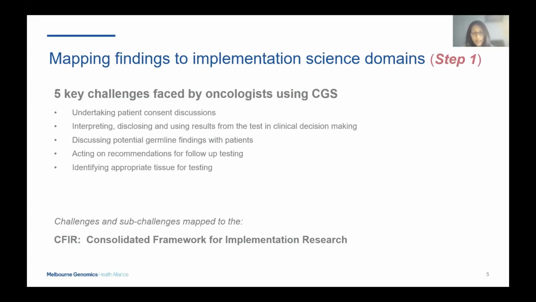In the first step, these challenges and related sub-challenges were mapped to the domains in a well-known implementation science framework, the Consolidated Framework for Implementation Research. This is a theoretical framework that is designed to assess potential contextual determinants of implementation. It may be used as a framework to guide the development and evaluation of an implementation strategy, as well as for the investigation of barriers and enablers to trial implementation.